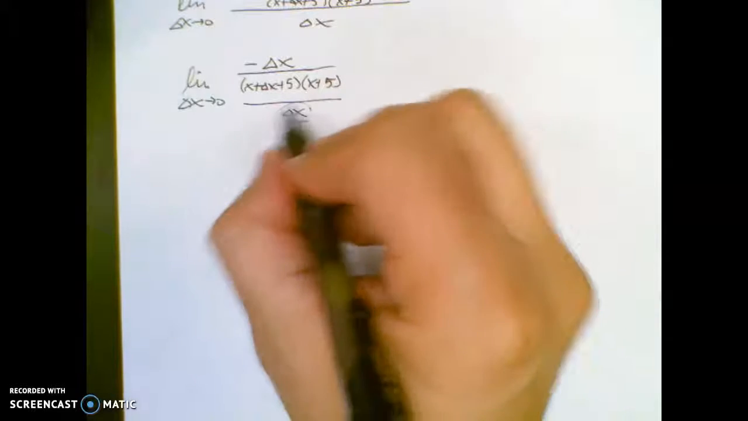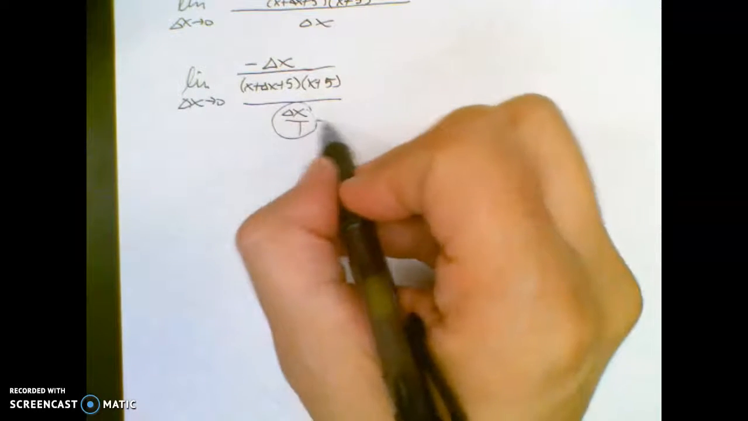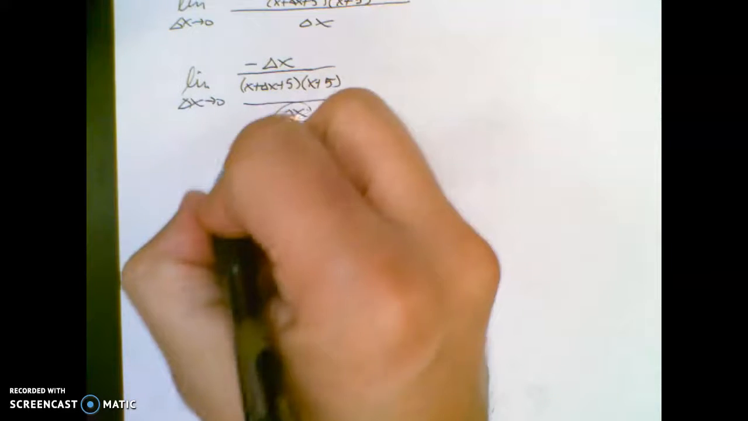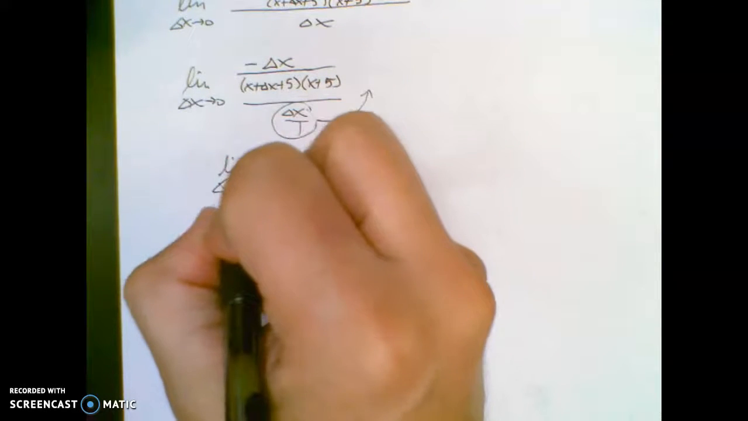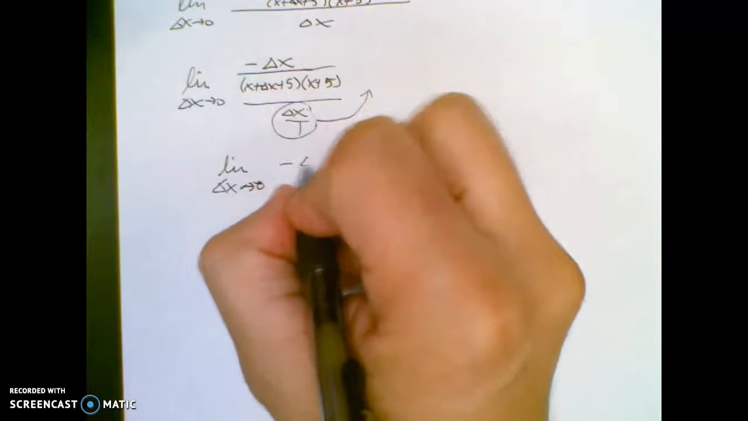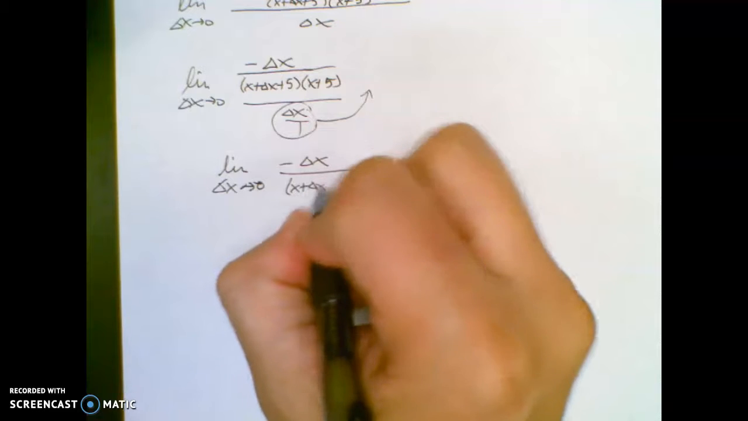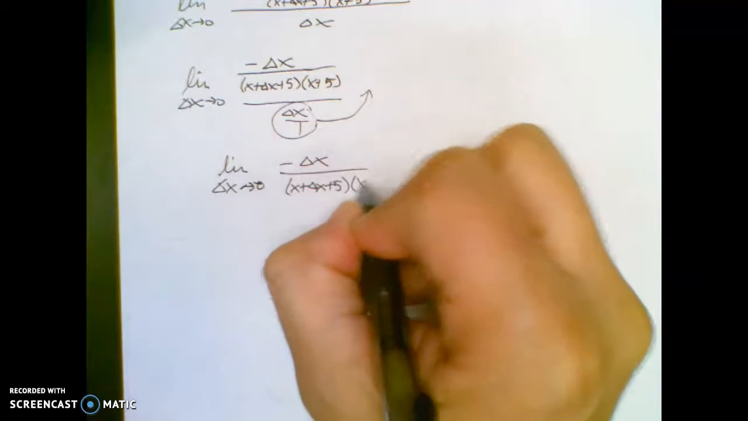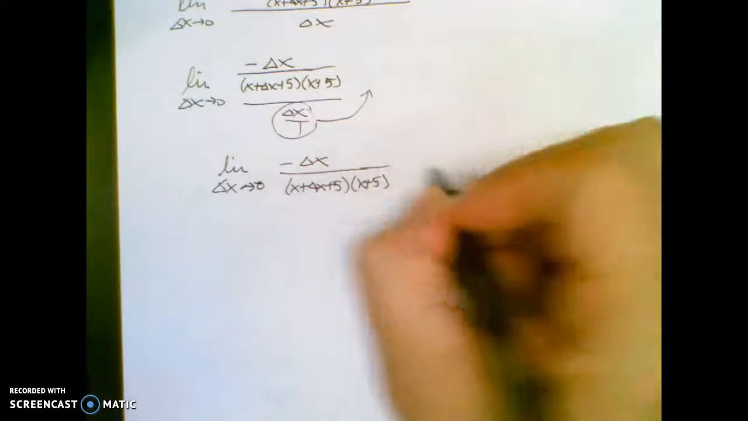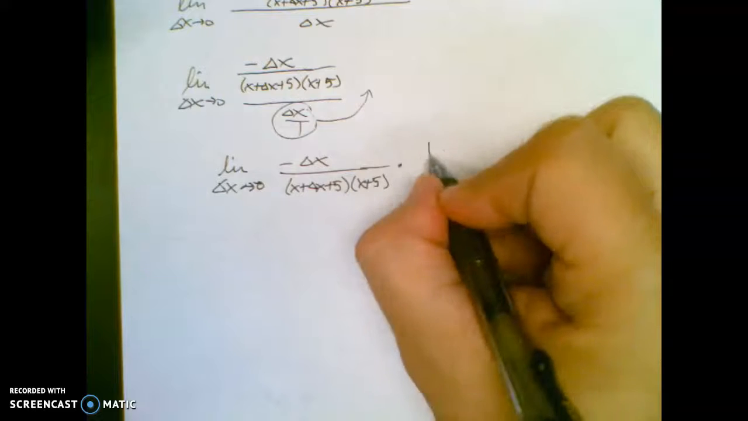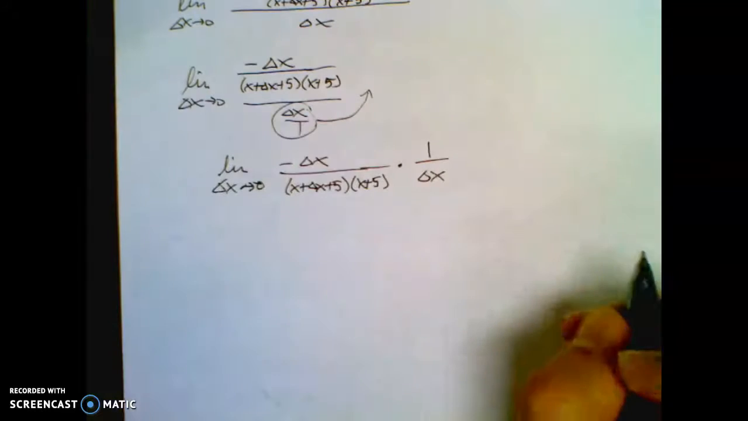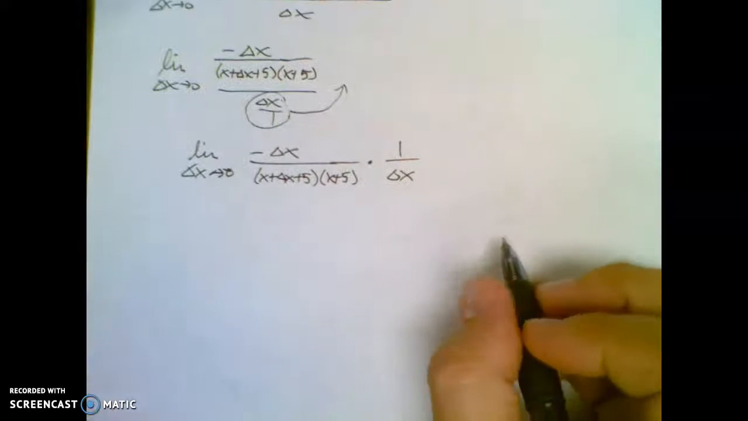Now the last step is to say, instead of dividing this ugly thing by delta x over 1, I could bring it up and multiply by its reciprocal. So that's going to be my move right now. You don't have to write it out in a separate step if you don't want, but I wanted to write it out just this time because of the notes. Times 1 over delta x, because dividing by a fraction is the same as multiplying by its reciprocal.